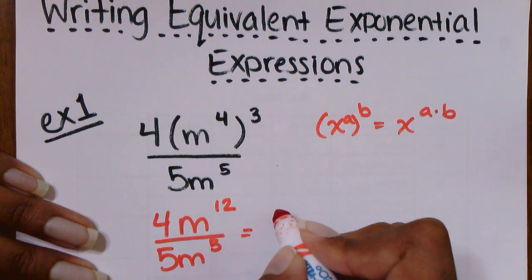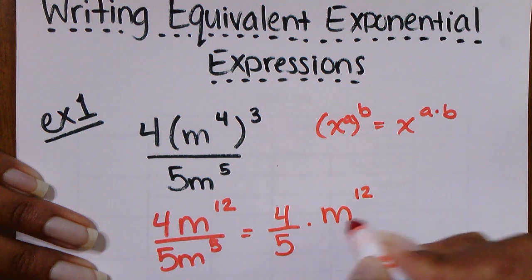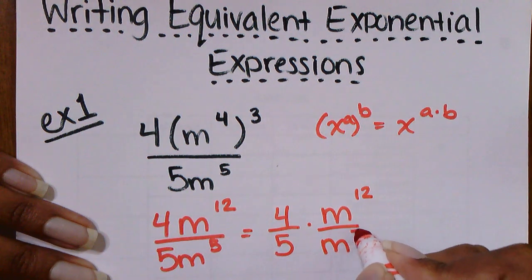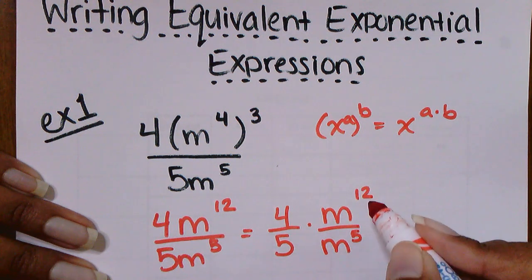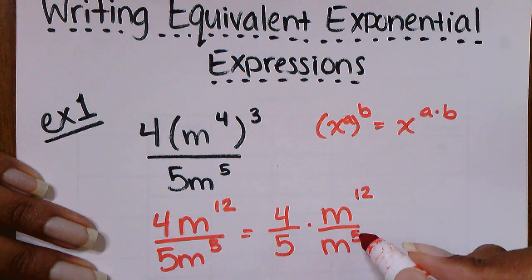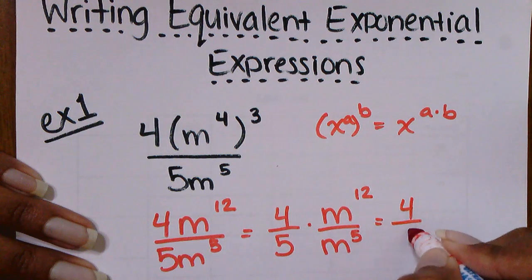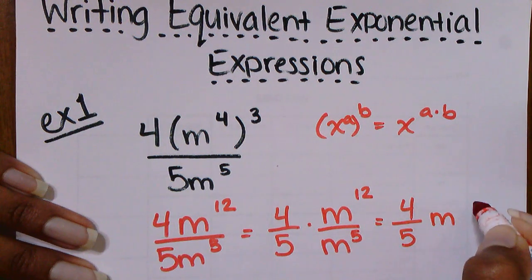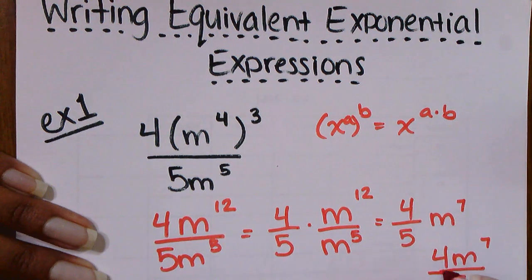So we can split this fraction up into 4 over 5 times m to the 12th power over m to the 5th power. So here's our difference of powers rule. When we are dividing exponents, then we subtract the exponents. So this would be m, same base, to the 12 minus 5, which is 7. So this would be 4/5 times m to the 7th power. We could also just write that as 4m to the 7th power over 5.